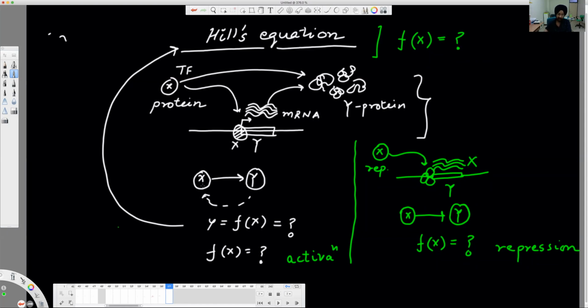Now, here is the thing. I will take the example of repression. Why? Because it's easy to derive this f(X) for repression, but that doesn't mean that we cannot derive it for activation. It can be derived, and I will give you the citation of where to read about it. But the derivation is a little bit more lengthy. So we will learn about f(X) for repression. All right. So let us look at the repression.